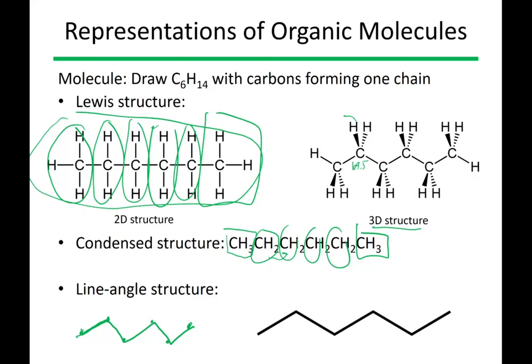Once you get the hang of these, you won't actually draw the dots first. You just start with the lines. So if I was going to draw this structure, we know this has 6 carbons, so I'd start with 1, 2, 3, 4, 5, 6. And that would give us that same structure. And all the hydrogens, again, are going to be implied.